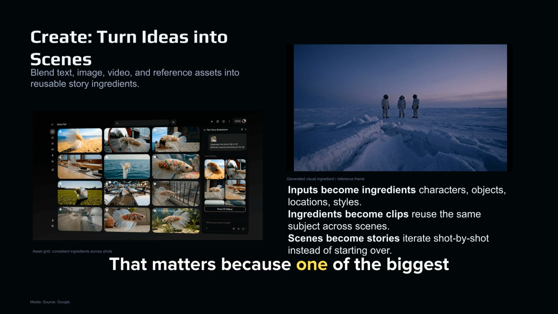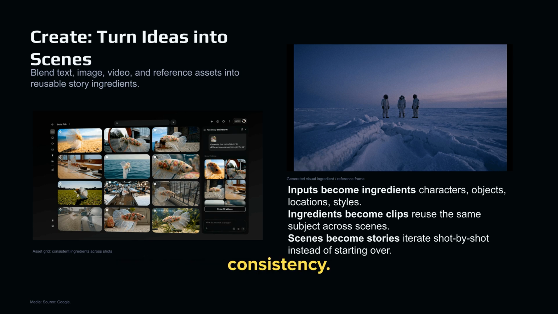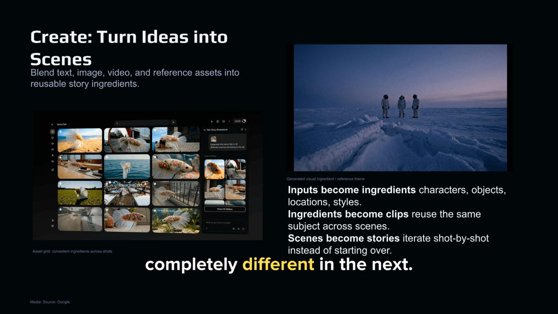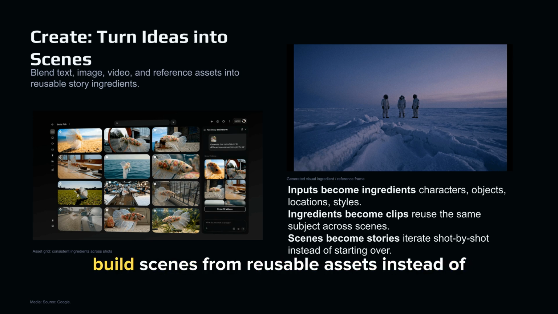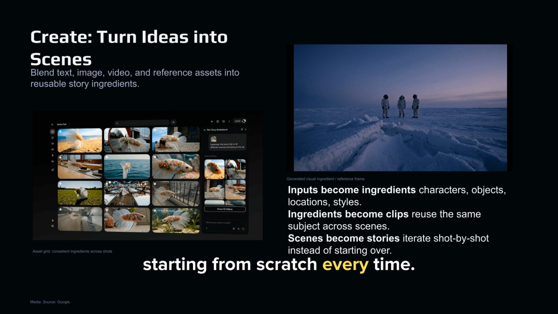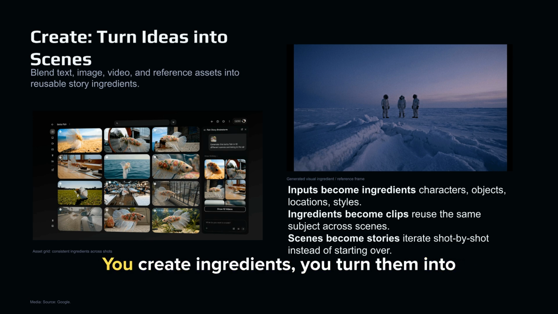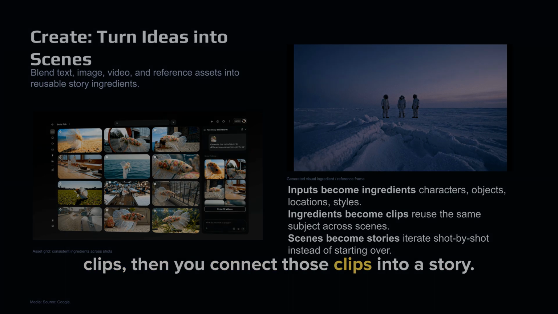That matters because one of the biggest problems with AI video has always been consistency. A character might look right in one clip, then completely different in the next. Flow is trying to solve that by helping creators build scenes from reusable assets instead of starting from scratch every time. So the workflow becomes much more practical. You create ingredients, you turn them into clips, then you connect those clips into a story.